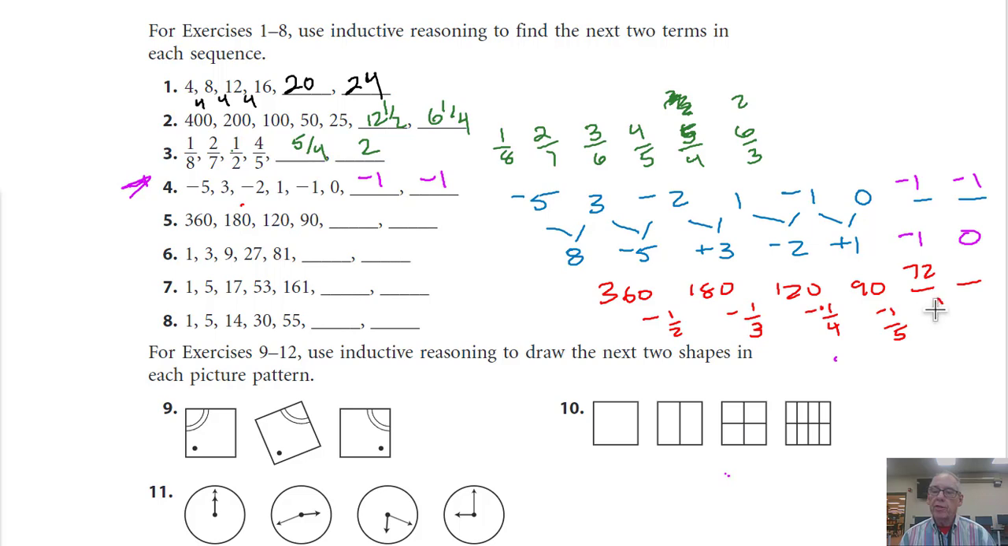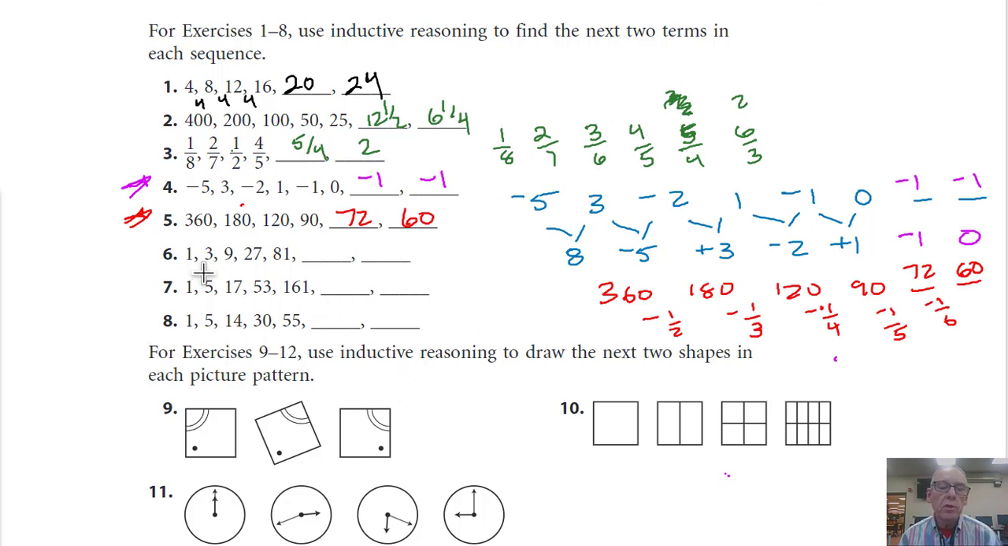Then I'm going to take a sixth off of 72. A sixth of 72 is 12, and that's going to give me 60. So we end up with 72 and 60 for the last two terms. So that was also a little bit more of an advanced problem.